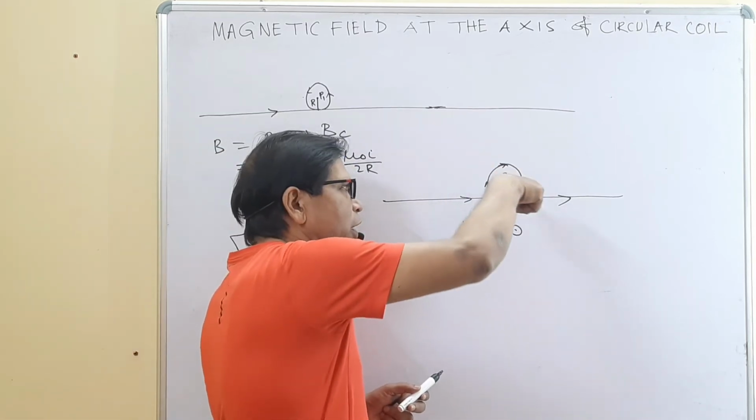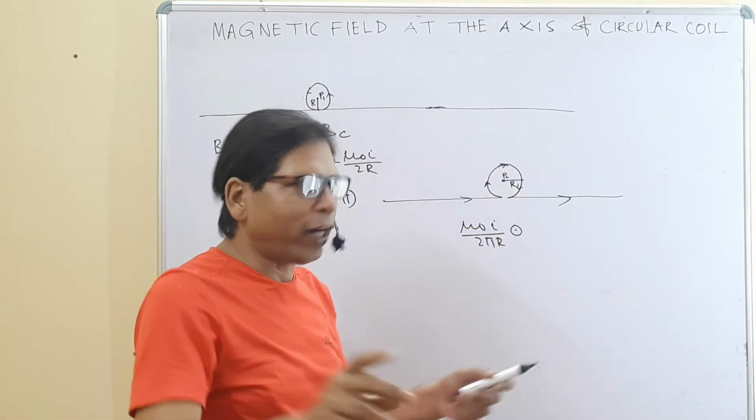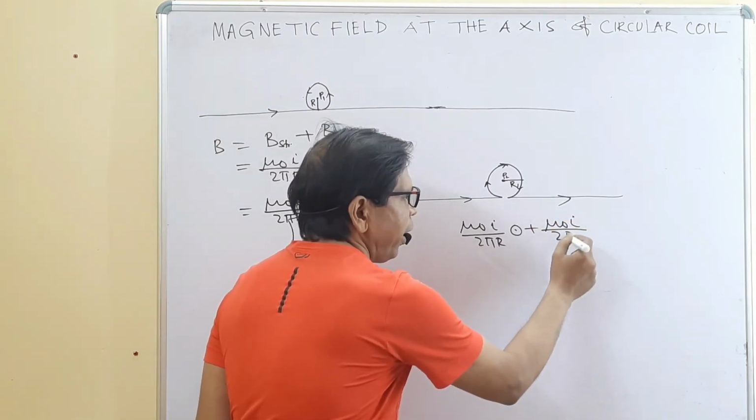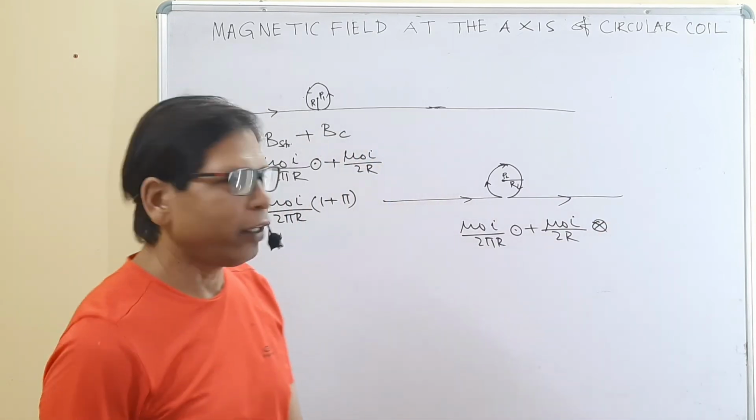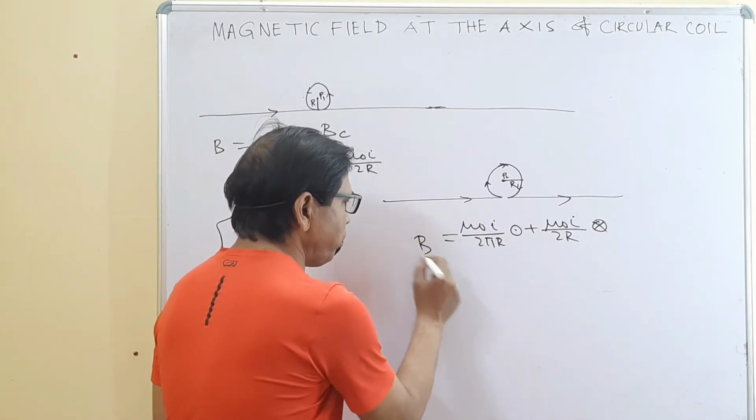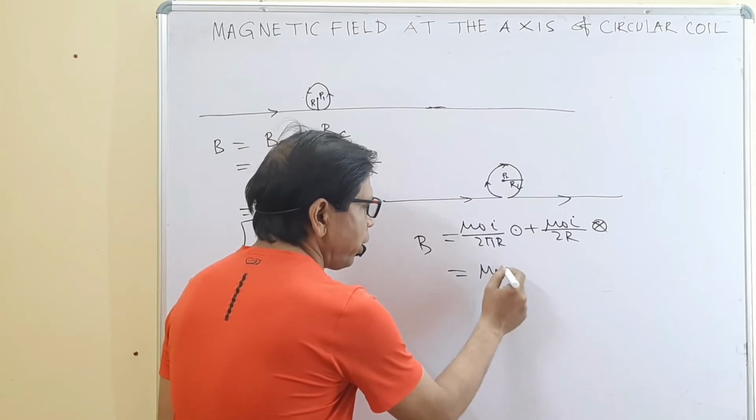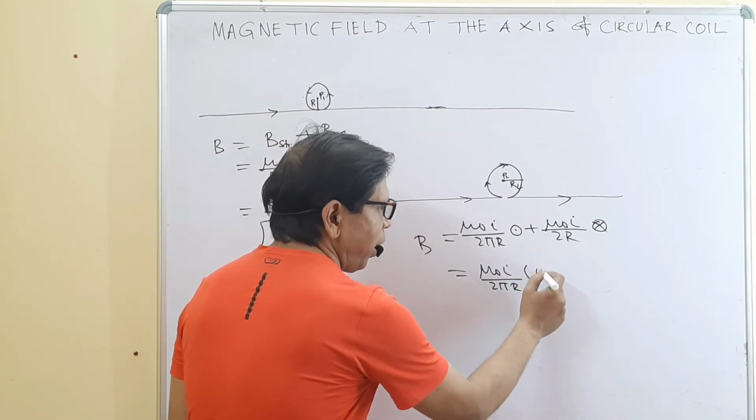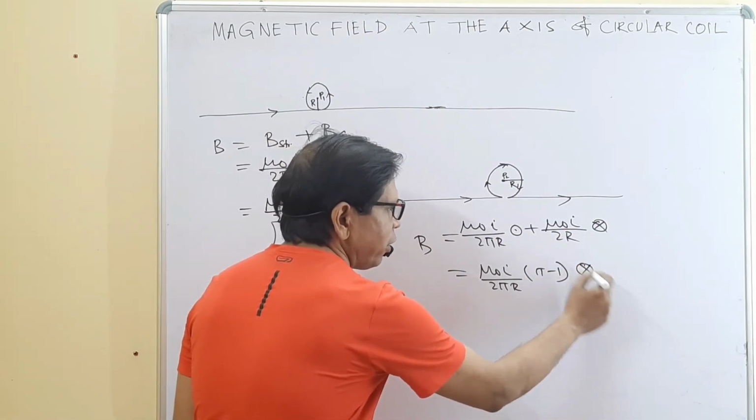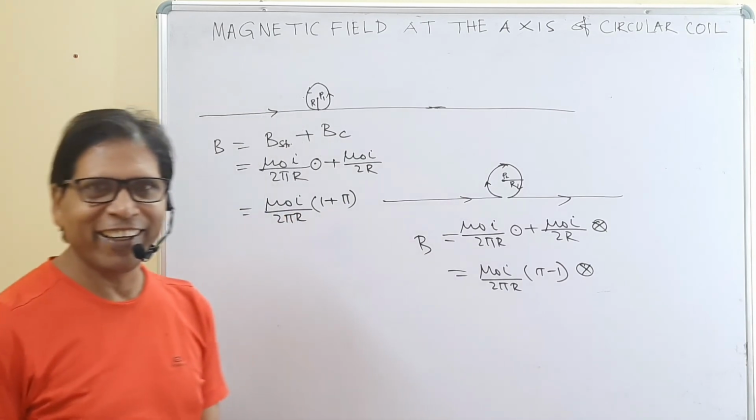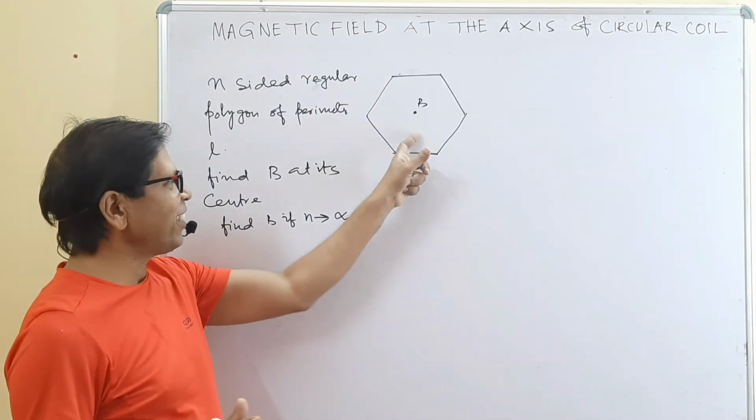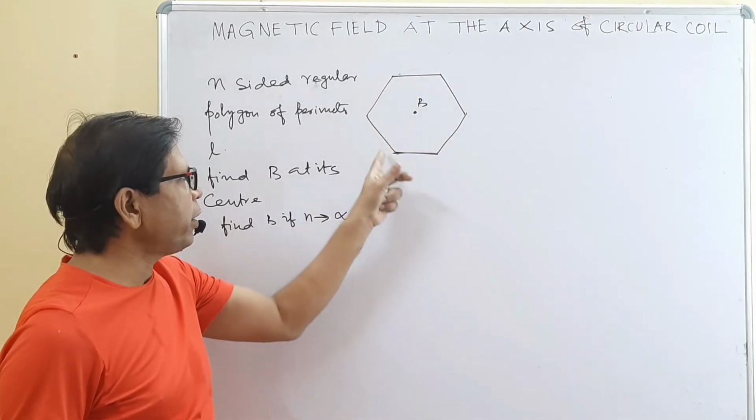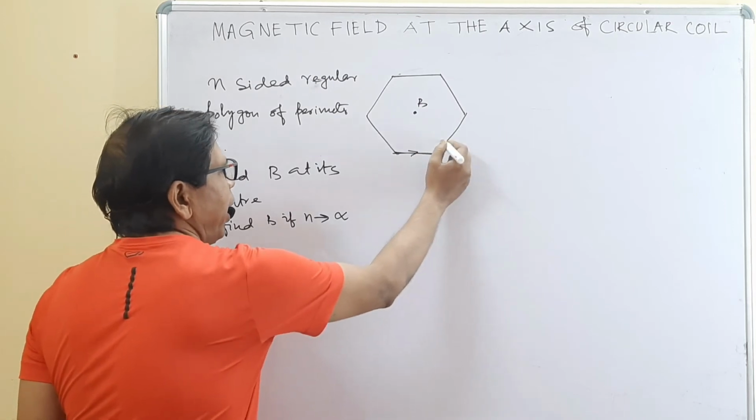Due to this circular coil, the field is directed in the inward direction. Therefore this magnetic field is mu naught I by 2R, and this is the cross. Therefore the net magnetic field B equals mu naught I by 2 pi R, times (pi minus 1), because this is greater than this, and it is in the inward direction.